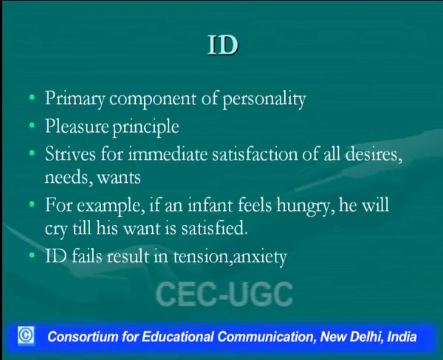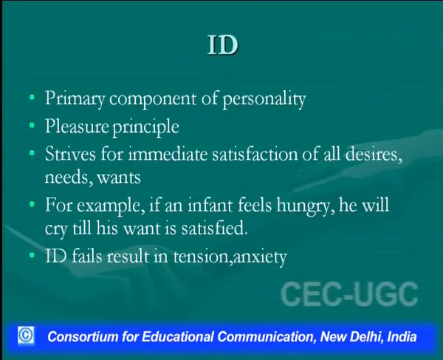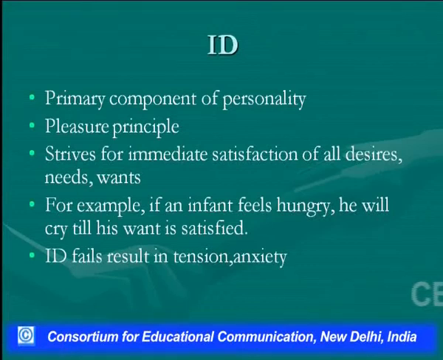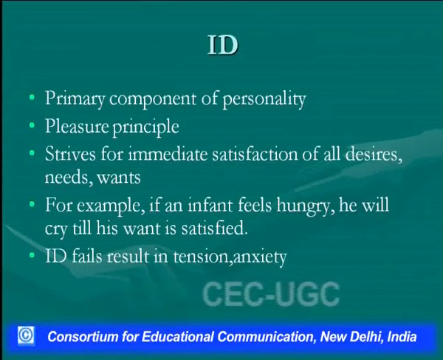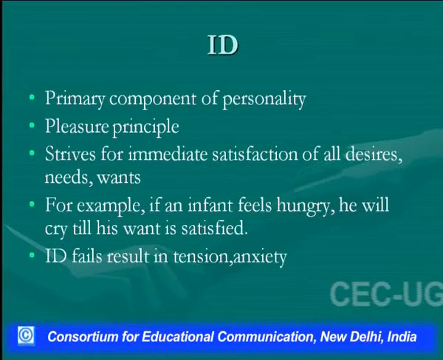That is the primary component of the personality, the pleasure principle. It strives for immediate satisfaction of all desires, needs and wants. For example, if an infant feels hungry, he will keep crying until his wants are satisfied. If the ID fails, it results in tension and anxiety. This is infant behavior, that is, he'll keep on crying for the milk until he gets the milk. If you do not give him the milk, there's a lot of anxiety, a lot of tension, and the child will keep on crying.